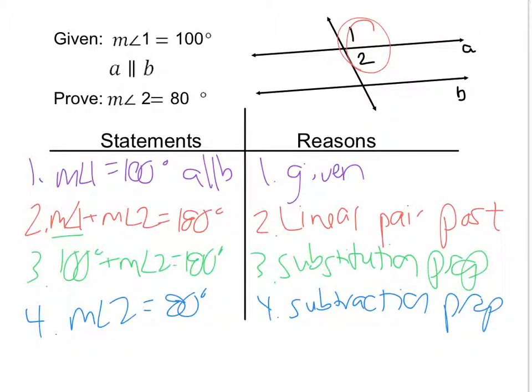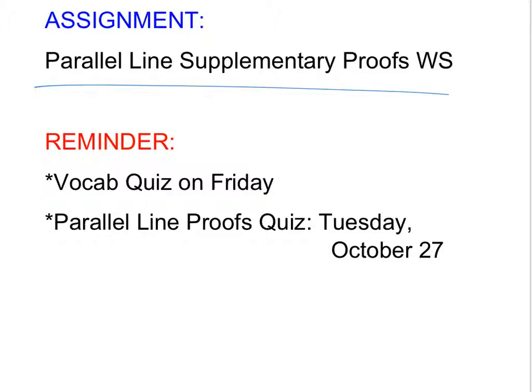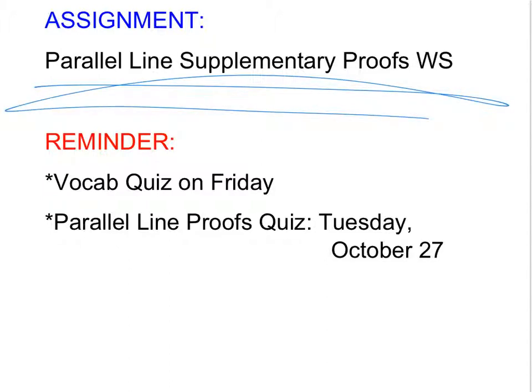Alright, so your assignment today is the Parallel Line Supplementary Proofs Worksheet. It's only 4 proofs, so it's the front and back of one worksheet. 2 of them will be the consecutive interior angles theorem, and 2 of them will be a linear pair postulate. So you just need to pay attention to the picture to determine which reason you use. Otherwise, the proofs will be identical.